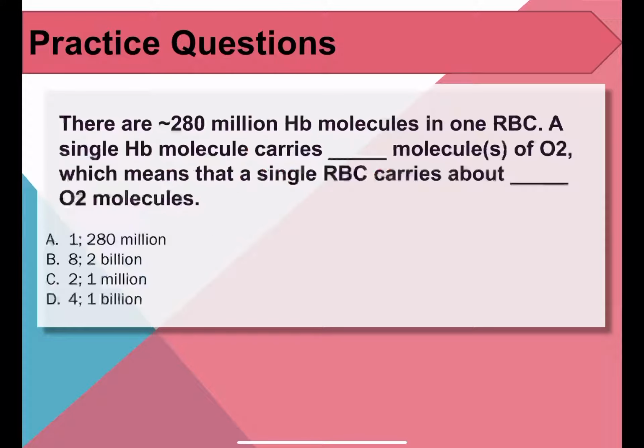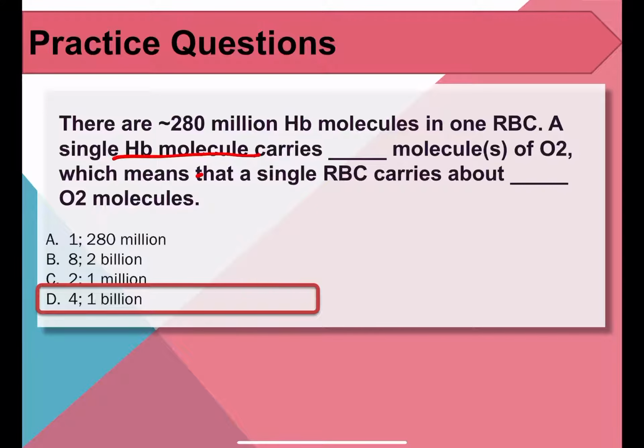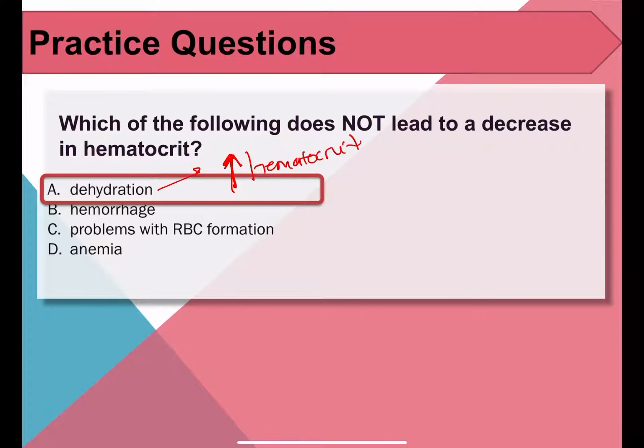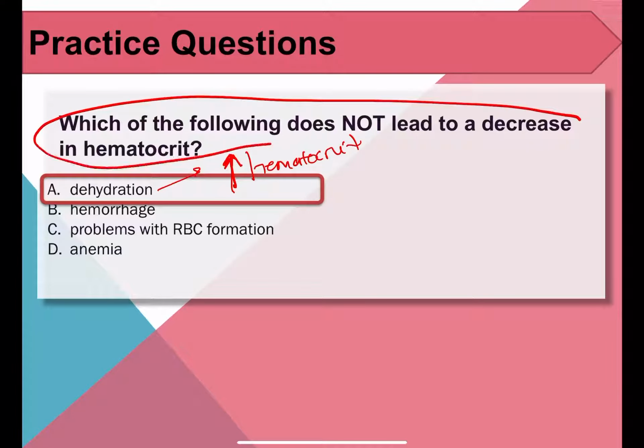There are 280 million hemoglobin molecules in one red blood cell. A single hemoglobin carries how many molecules of O2, which means one single red blood cell would carry how many oxygen molecules? One hemoglobin has 4 slots for oxygen, so that means one single red blood cell carries about 1 billion oxygen molecules. And when we go through these practice questions, be aware of these type of question.